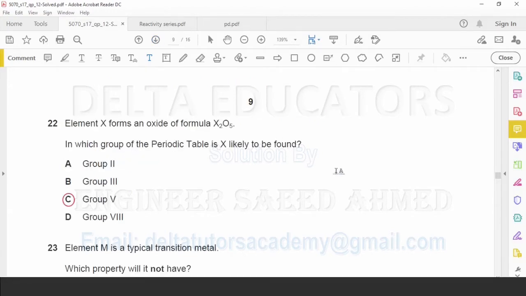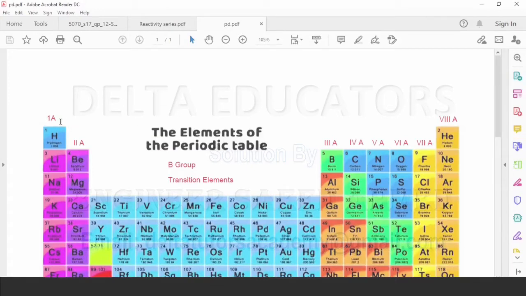Question number 22. Element X forms an oxide of formula X2O5. In which group of the periodic table is X likely to be found? X2O5 means here the oxidation state of X is +5. Now if we check the periodic table, it is first A group. For all the members of first A group, the oxidation state is +1, or we can say the number of electrons in the last orbital is 1.